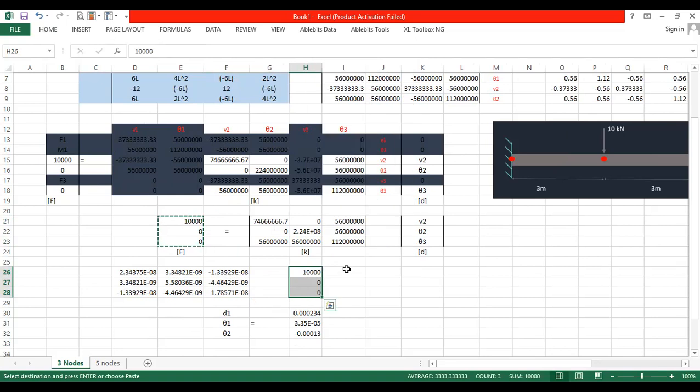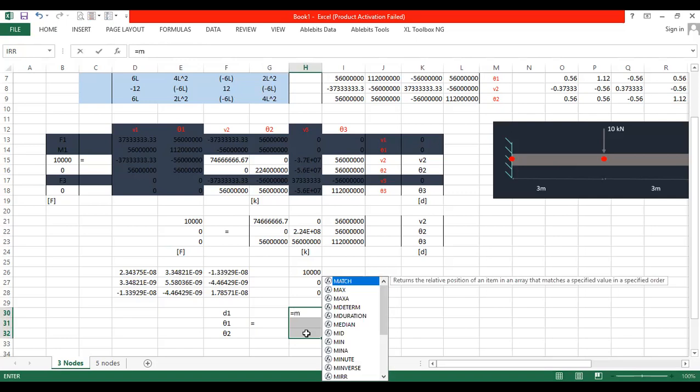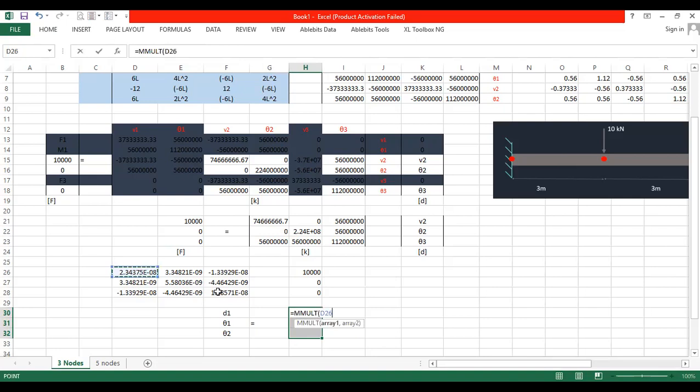This matrix, how to multiply that: this is a 3 by 3 matrix, and this is a 3 by 1 matrix. So the solution will be a 3 by 1 matrix, and you have to select exactly that solution range, 3 by 1. Then MMULT, matrix multiplication. The first matrix is this, because matrix multiplication is in order, right? You cannot multiply AB, because it is not the same as BA, right? Okay. Then the second matrix, again Control plus Shift plus Enter.